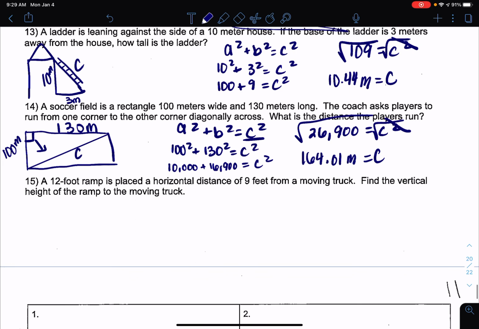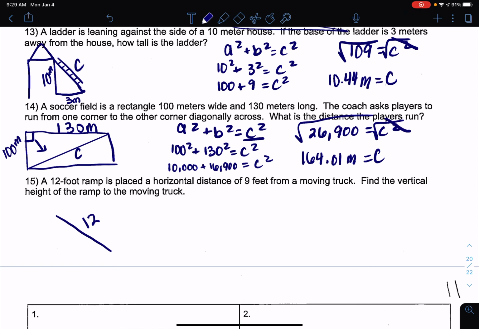All right, and the very last one, it says a 12-foot ramp is placed on a horizontal distance of 9 feet from a moving truck. Find the vertical height of the ramp to the moving truck. Okay, so I have a 12-foot ramp, and when we're thinking about a ramp, our ramp is diagonal. Most schools have ramps. I don't know if you guys have seen one at the school. But our ramp is a slight incline to get from the floor to like a building or something. Okay, so my ramp is going to be slightly diagonal.